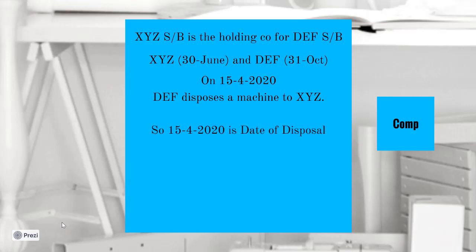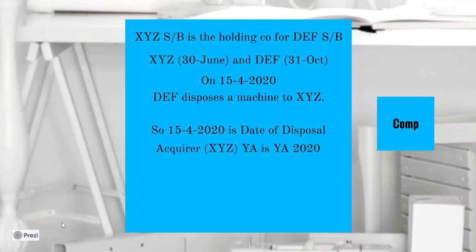First of all, the actual date of disposal is 15th of April 2020, right? Now, what is the acquirer's year of assessment using 15th of April 2020? Who is the acquirer? XYZ, right? And XYZ has a 30th June year end. So 15th of April 2020 is year of assessment 2020.